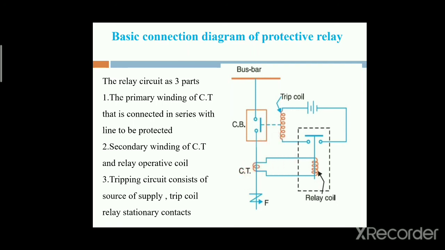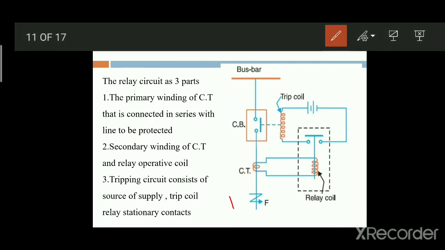Suppose any fault is obtained at this point, then automatically the current will flow through this CT. Then this CT coil is energized. After that, the current flows through this relay coil, and the relay coil is energized. Then automatically this plunger moves downwards. Then the circuit will be closed in this condition. Automatically the circuit will be in the closed position.